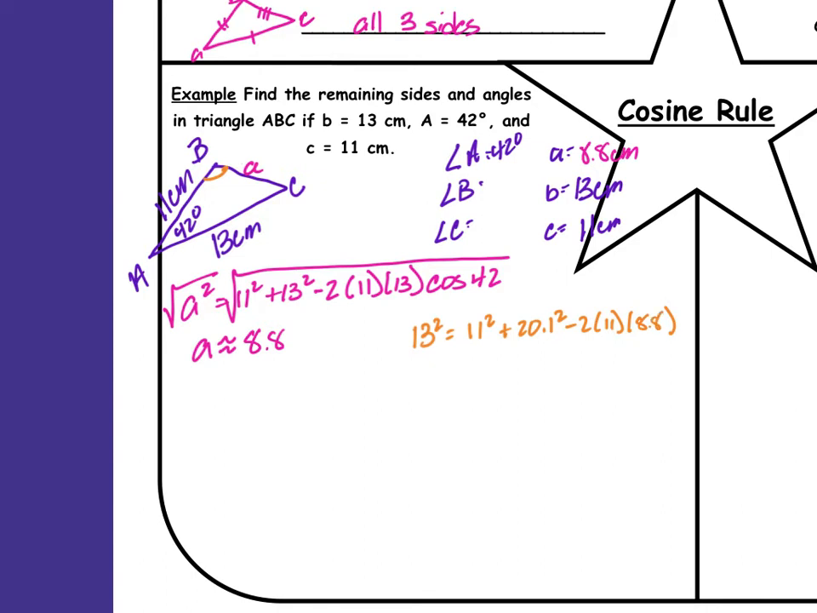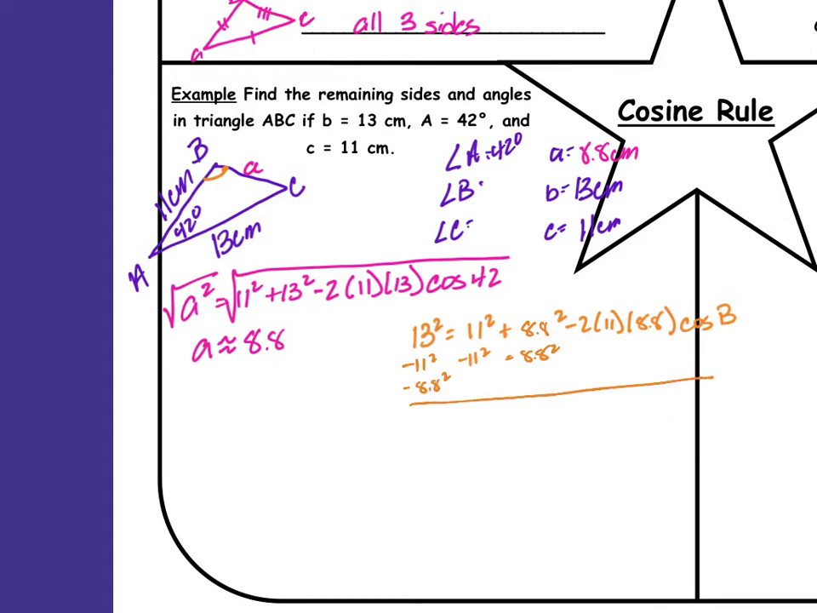Okay, times the cosine of, and we're looking for B, correct? Yeah, B. So now, because my variable's on the right-hand side, I have to get it by itself. So I'm going to subtract 11 squared and subtract 8.8 squared.